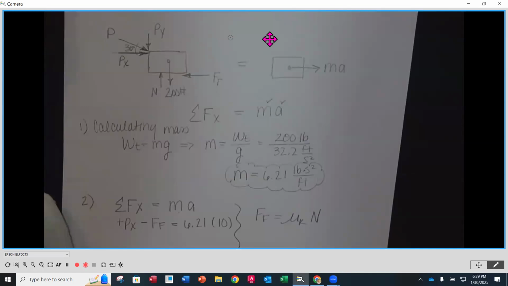If there wasn't that force P, I'm going to open up the chat. Oopsie. I need to do that. I just wanted to open up the chat box. There we go. Sorry.